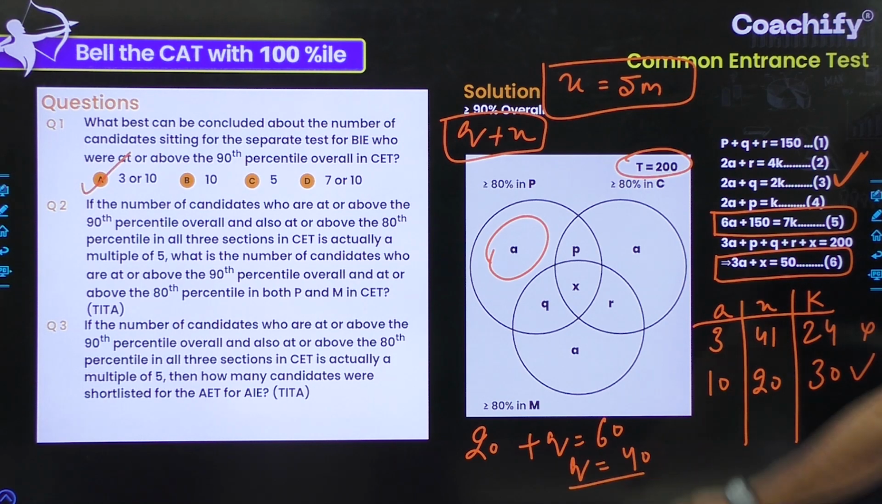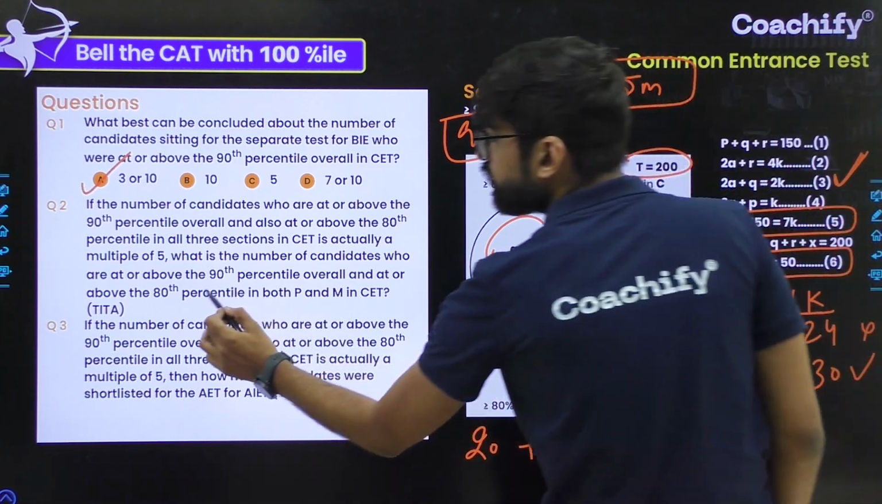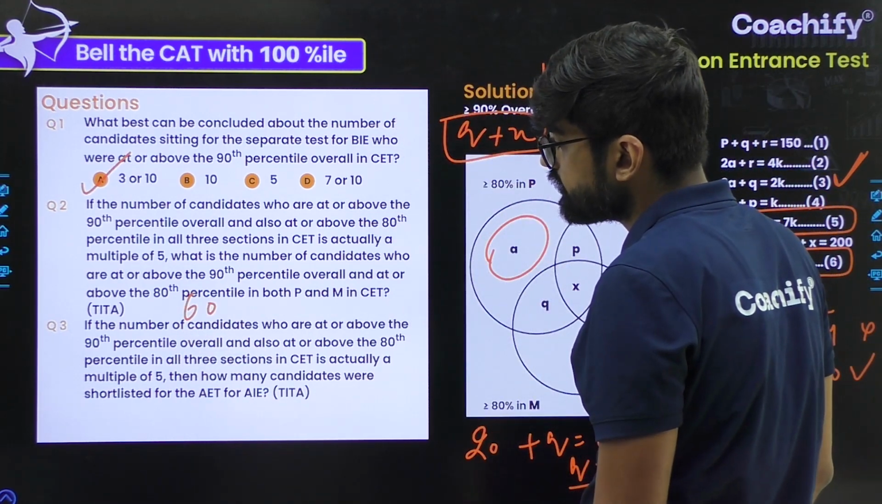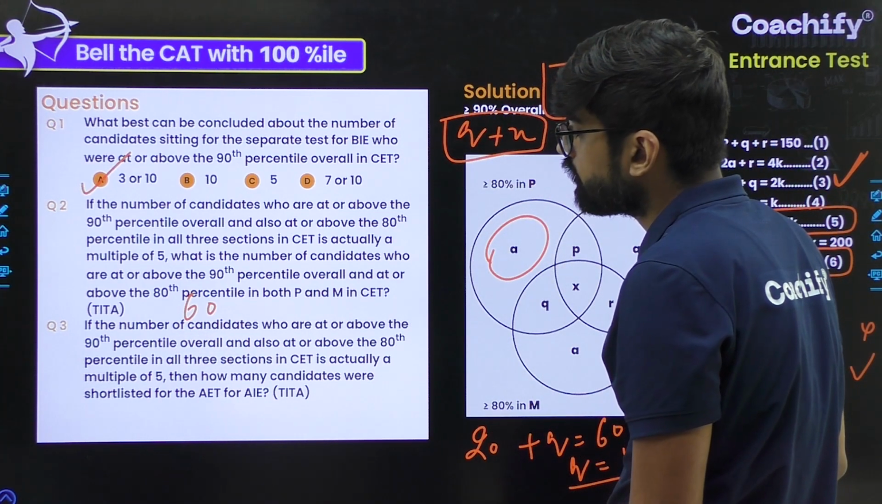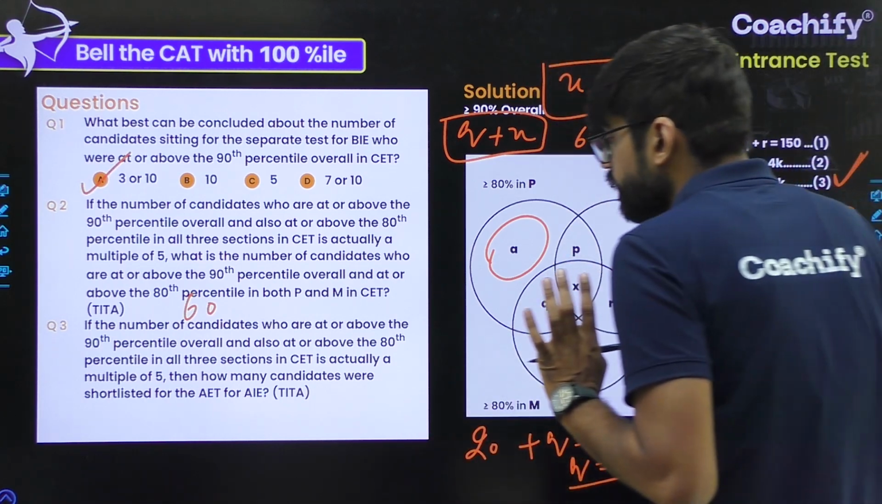So my answer will be Q plus X. So 40 plus 20 will be 60. That's the answer for this question, 60. Let's talk about the third question also. It says that if the number of candidates who are at or above the 90th percentile overall, again I am talking about these candidates, right?